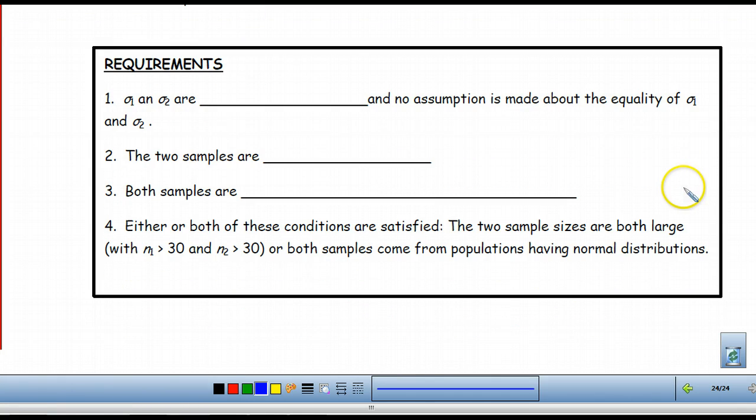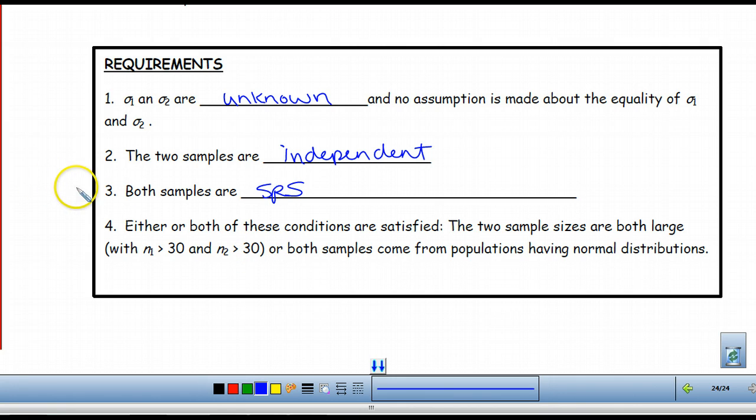Some requirements for this are that sigma 1 and sigma 2 are unknown. We don't know the population standard deviations, and no assumption can be made about their equality. The two samples are independent. Both samples are simple random samples, and they must be sufficiently large, n greater than 30 for both populations.